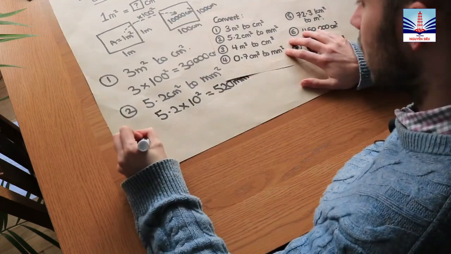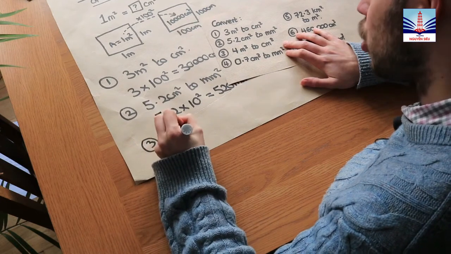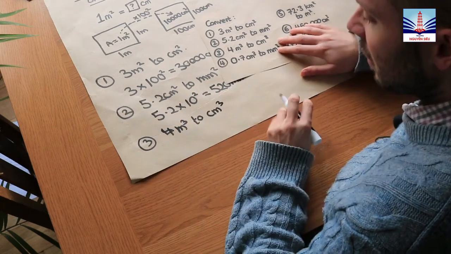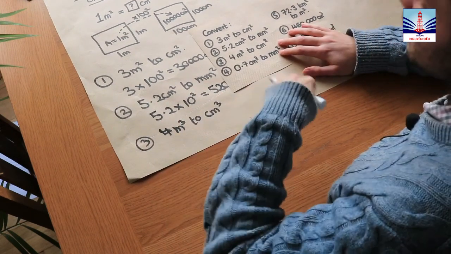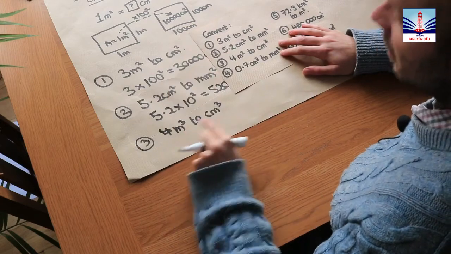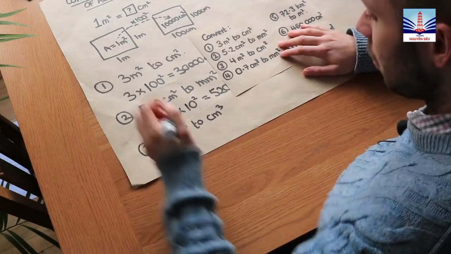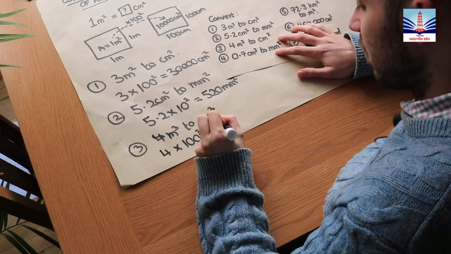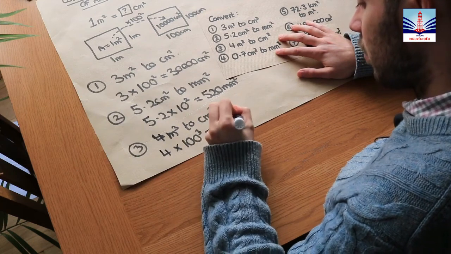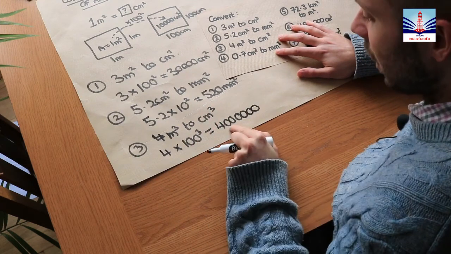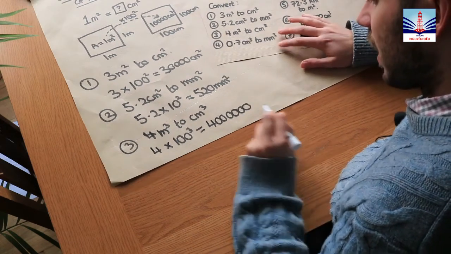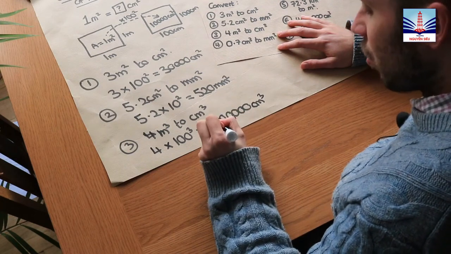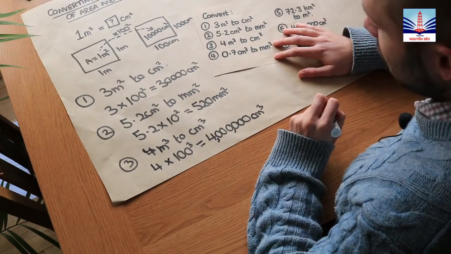What about the third one? We've now got 4 meters cubed to centimeters cubed. We just ask ourselves the same question. To get from meters to centimeters, we times by 100. So to get from meters cubed to centimeters cubed, we times by 100 cubed. So it's 4 times by 100 cubed, and I've got to get the right number of zeros here. So it's 4, 1, 2, 3, 4, 5, 6, because I'm timesing by 100 3 times. So it's that centimeters cubed. Let's put commas in the appropriate places. So we've got a comma there and a comma there. So it's 4 million centimeters cubed.